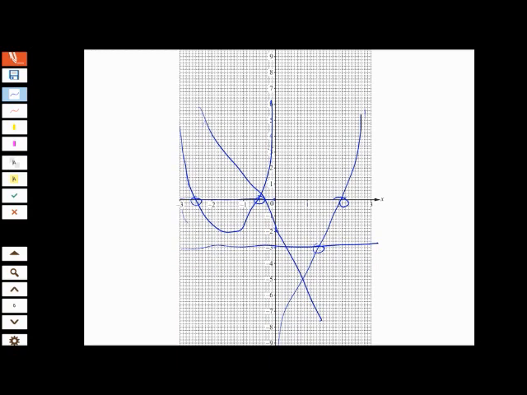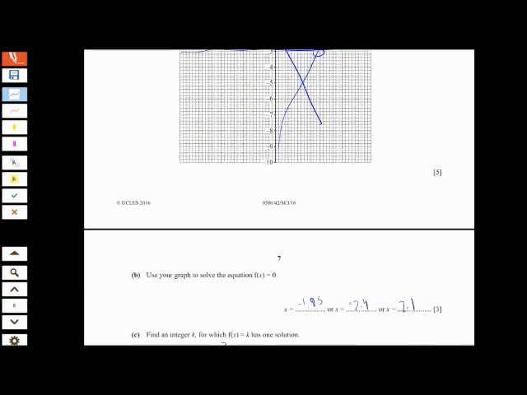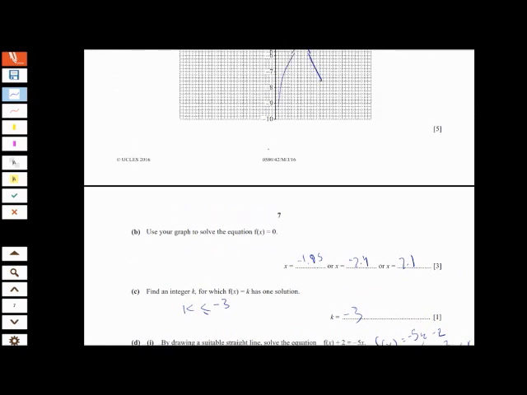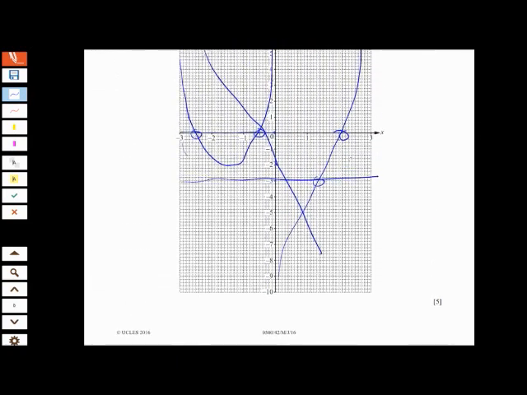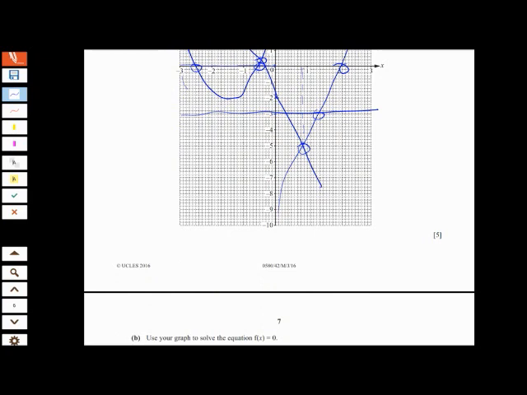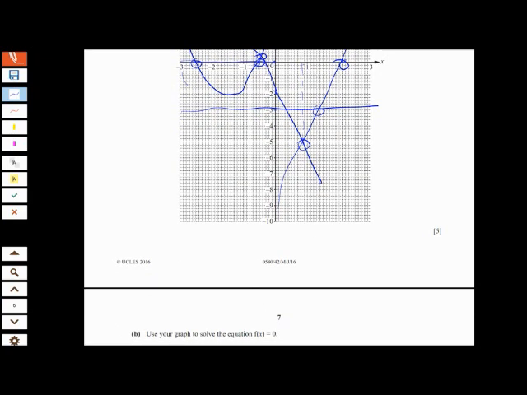Anyhow, now it says by drawing, solve the equation. That means the intersection with the graph. That's what they want. This intersection and this intersection. You draw a line from that intersection to the x-axis to find the value, and same goes here. So you'll have -2.3 and negative 0.3 and 0.6.